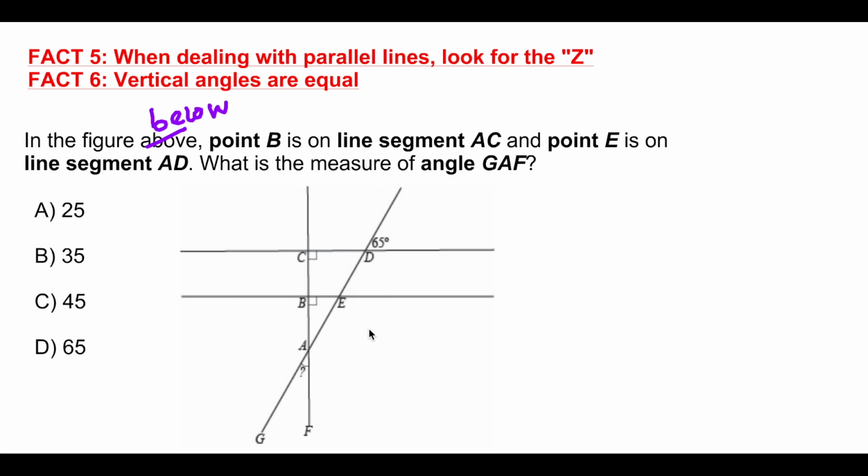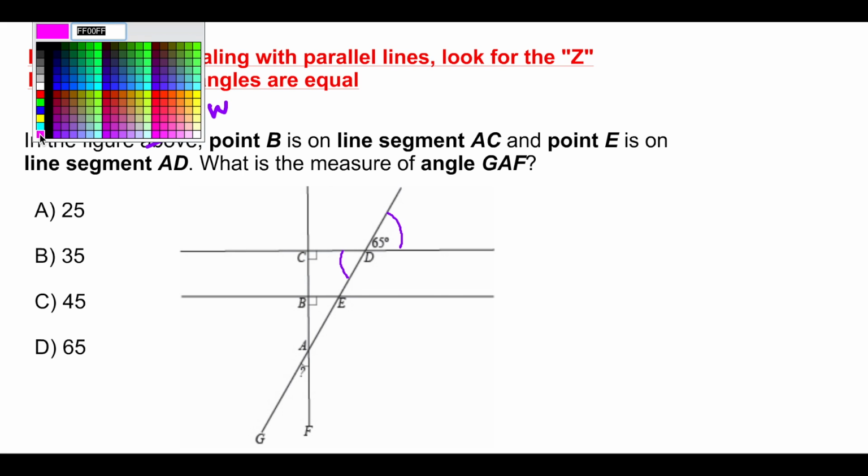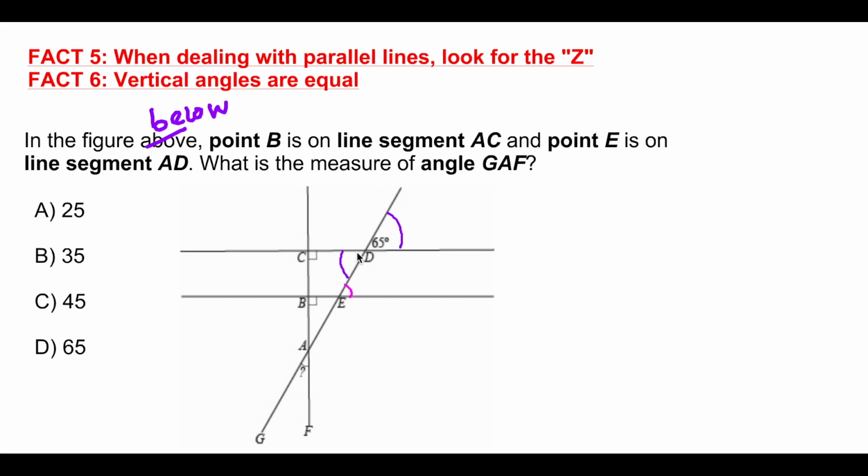So, let's start off by figuring out what we know. For instance, the 65 degrees that you see in the corner here is going to create a vertical angle with this right here. It's also going to be alternate interior with this angle right here. Find your Z, bang, there you go. And then that angle right there is also going to be vertical with this angle right here. We are very close to getting our answer here.